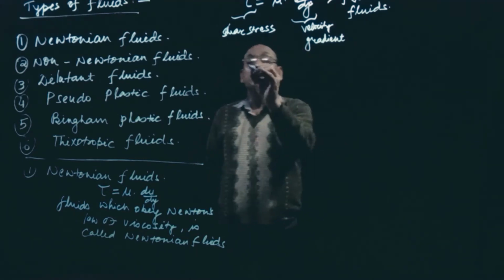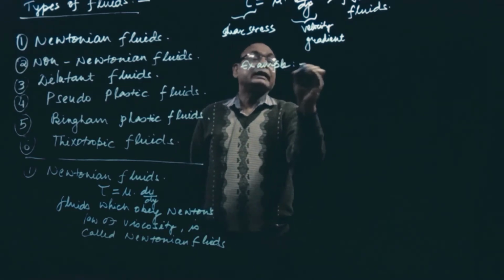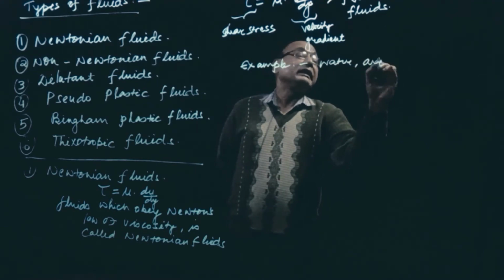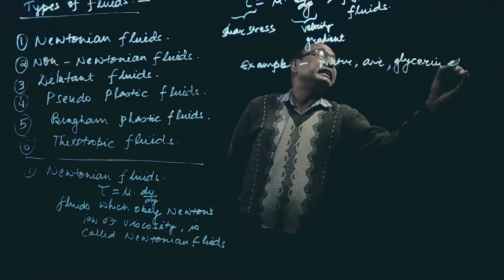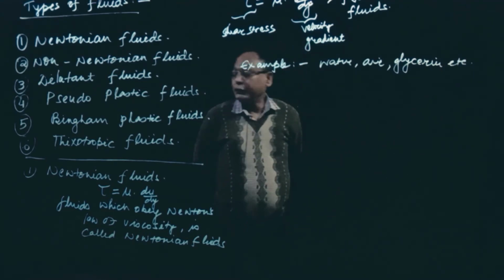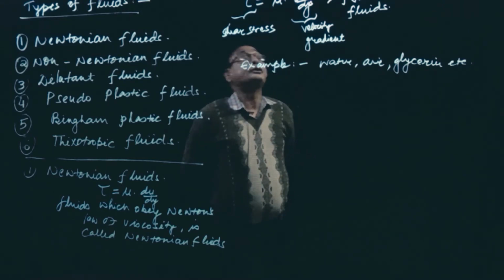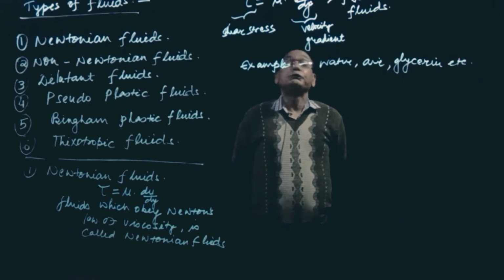For example, we can take water, air, glycerin, etc. These fluids obey Newton's law of viscosity equation, tau is equal to mu du by dy. Such types of fluids are called Newtonian fluids.